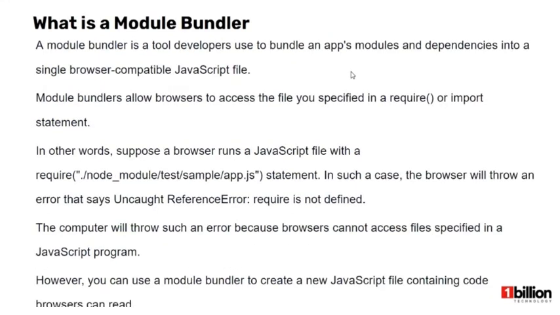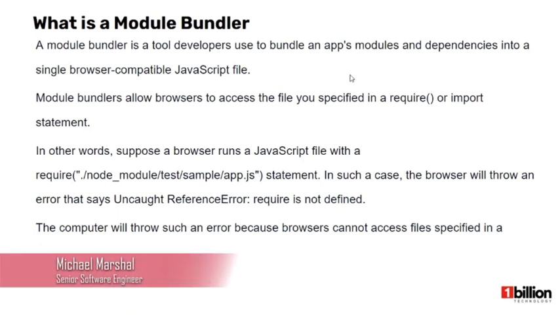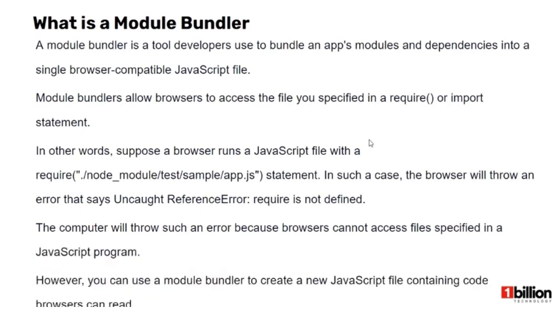And then comes the bundler. So once you write modules, you need to bundle them. A module bundler is a tool developers use to bundle the app's modules and dependencies into a single browser compatible JavaScript file. Module bundlers allow browsers to access the files you specified in the require or import statement. In other words, suppose a browser runs a JavaScript file with a require statement. In such cases, the browser will throw an error saying 'Uncaught ReferenceError: require is not defined'. The browser will throw such errors because it cannot access the file specified in the JavaScript program. However, you can use the module bundler to create a new JavaScript file containing code which the browsers can read.